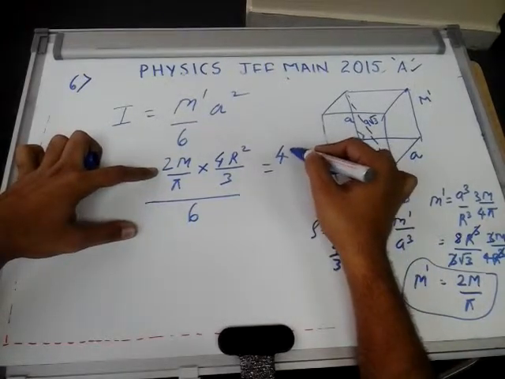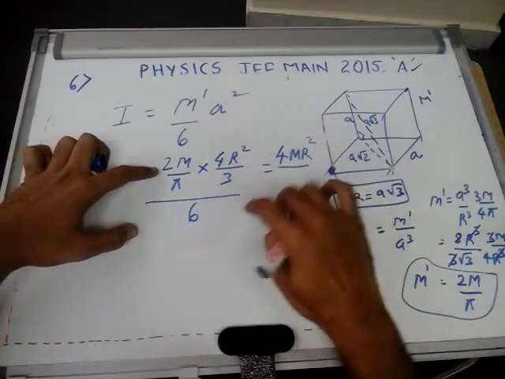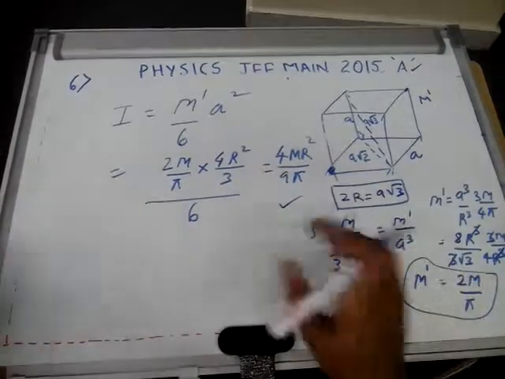So this is 4m r square upon 9 pi. This is our answer. Thank you.